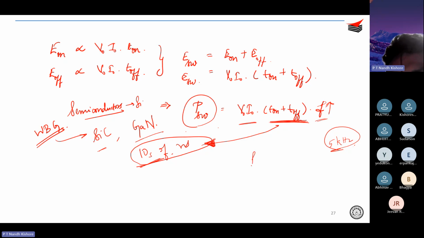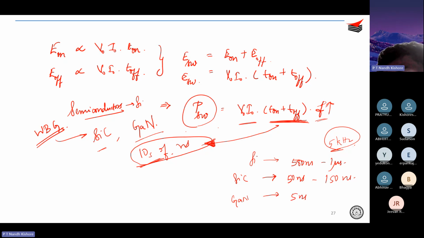For example, if I have to give an exact number, silicon turns on in 500 nanoseconds to 1 microsecond. Your SiC can turn on anywhere between 50 nanoseconds to maybe 150 nanoseconds max, right? Your gallium nitride can turn on from 5 nanoseconds, though it depends on the RG value. It can be, let's say, 100 nanoseconds. Actually that is very large, maybe 20 or 30 nanoseconds, something like that. So you see that from 500 nanoseconds, we have come to 50 nanoseconds, 5 nanoseconds. That means a 10 times reduction, right? And over here you have a 100-time reduction, right?